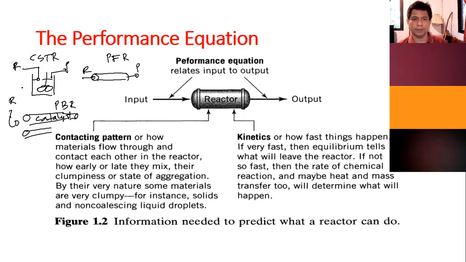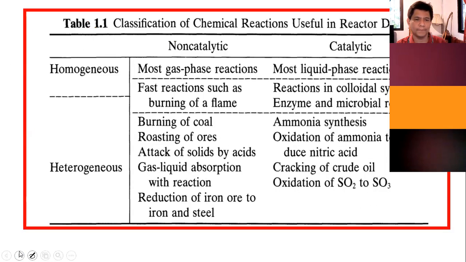So CSTR, types of reactor yun. CSTR, PFR, PBR. Iba-iba rin yung equation for each of these types of reaction. It's quite easy. You will encounter this. We're going to discuss this later. Let's proceed. Introduction lang naman to, chapter 1. So these are the types of reaction, or reactor design.